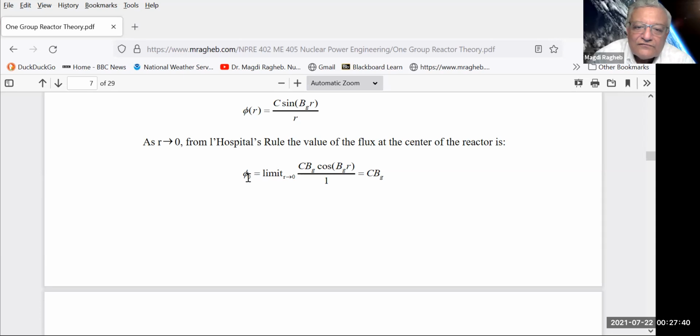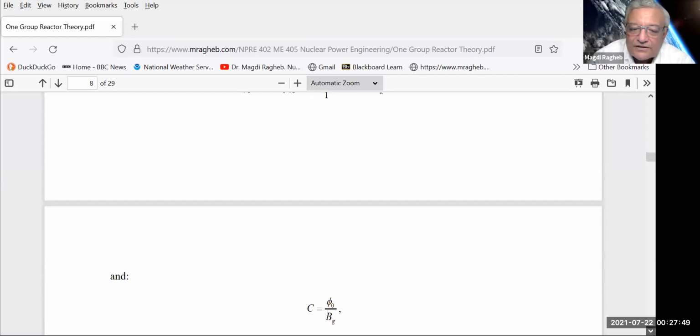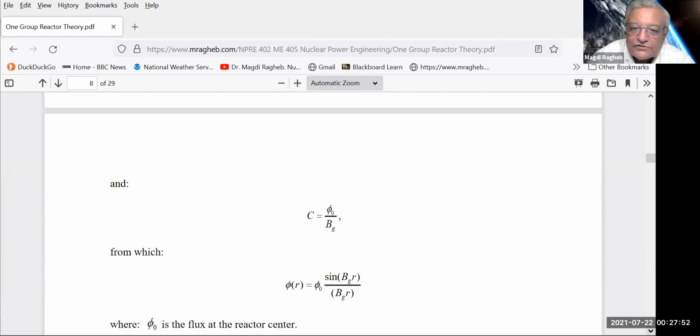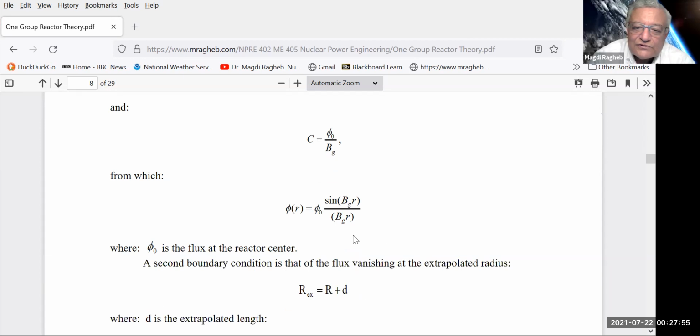And you end up with the flux at the origin, at R equal to 0, being equal to C multiplied by B_G, the square root of the geometric buckling. And you get a distribution for the flux, where the flux now is going to be the value of the flux at the center, phi sub 0 at R equal to 0, and then you get sine B_G R divided by B_G R. So the distribution of the flux in a nuclear reactor as a function of R from the center to the boundary is a sine R over R solution.